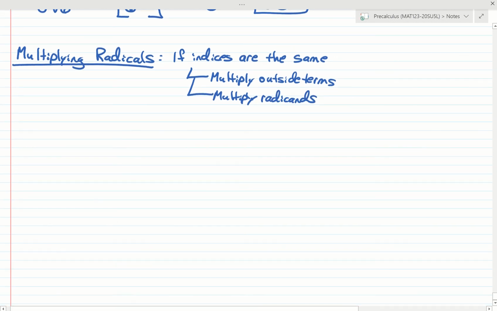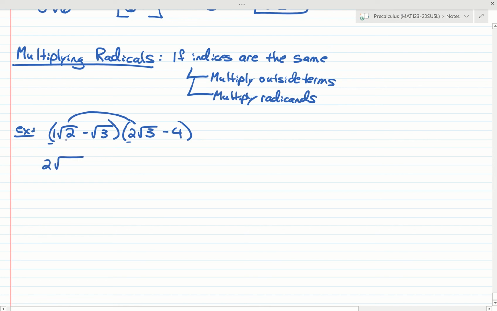So I only have one example with this. Let's take a look at like the square root of 2 minus the square root of 3 times 2 radical 3 minus 4. So this is really just a FOIL problem, right? So 1 root 2 times 2 root 3, I'm going to multiply the outside numbers, and I'm going to multiply the inside numbers. I'm going to multiply the last terms.